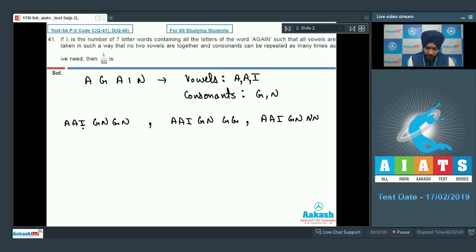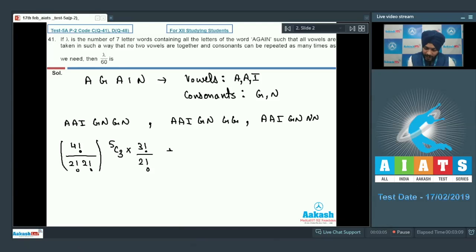Over here I have total 7 letters, but consonants are to be arranged first. So we have 4 factorial upon 2 factorial 2 factorial because 2 G's are alike and 2 N's are alike. Now 4 letters are being placed. We have 5 gaps in between them. So we'll select 3 gaps for the vowels and multiply by the number of possible arrangements of the vowels amongst themselves, that is 3 factorial upon 2 factorial.